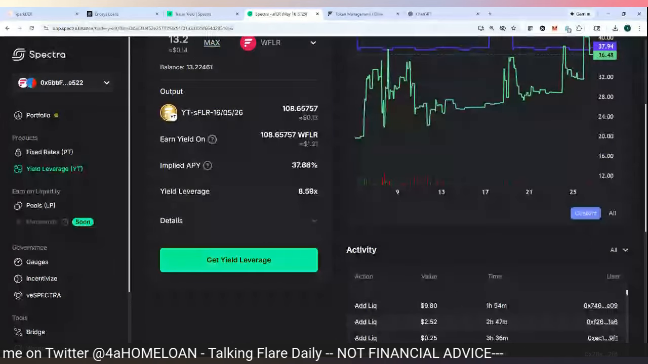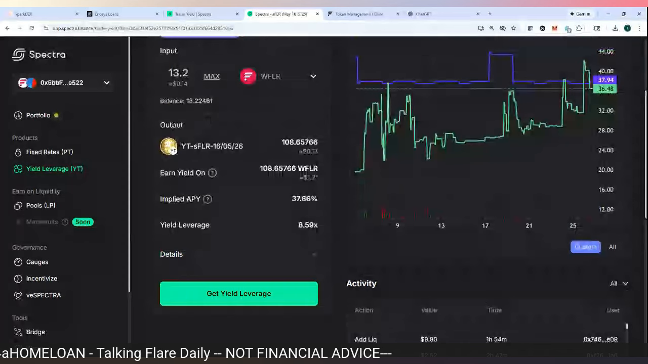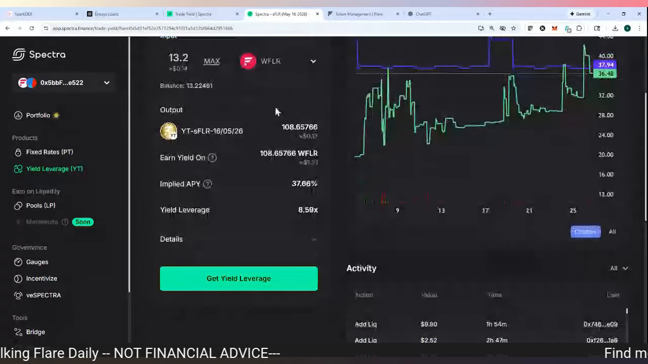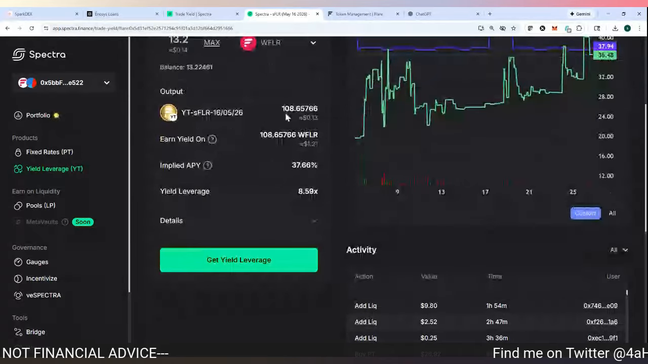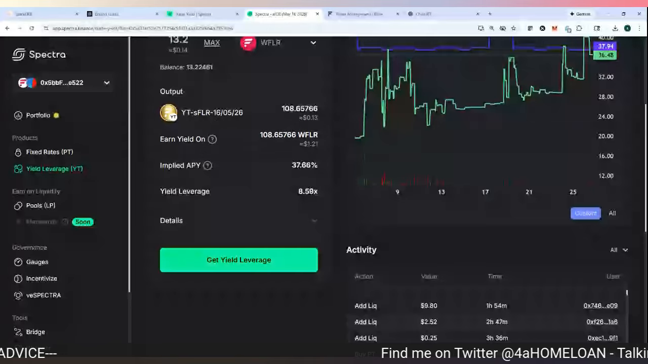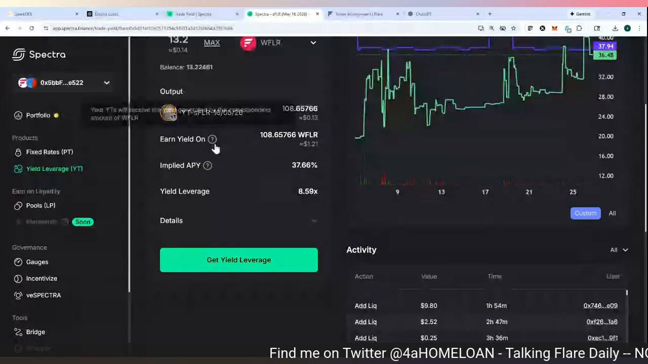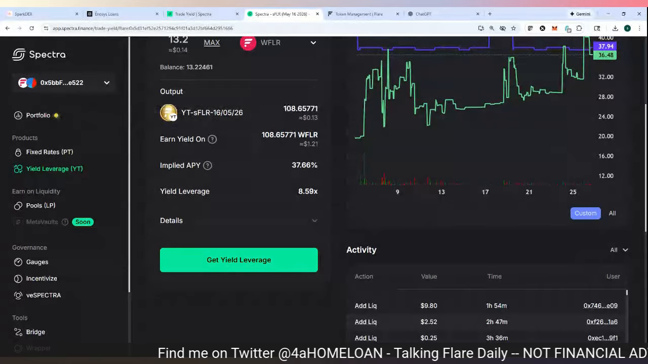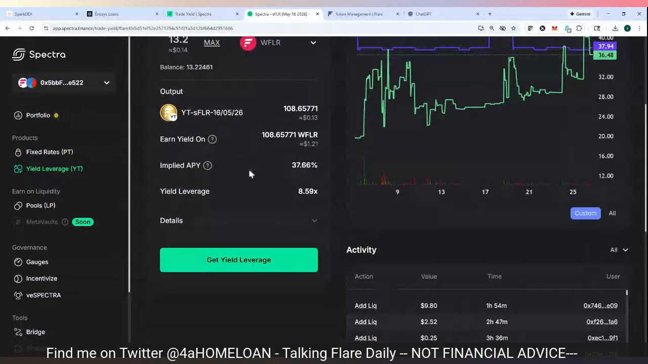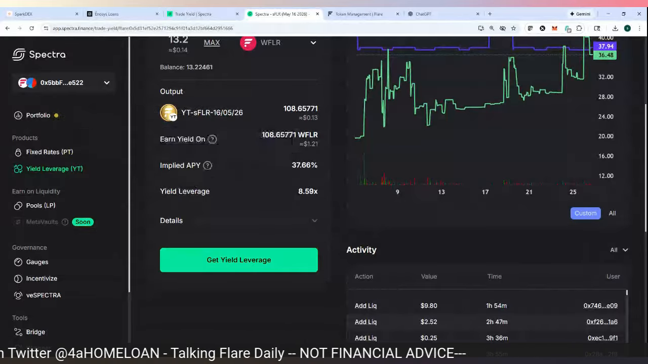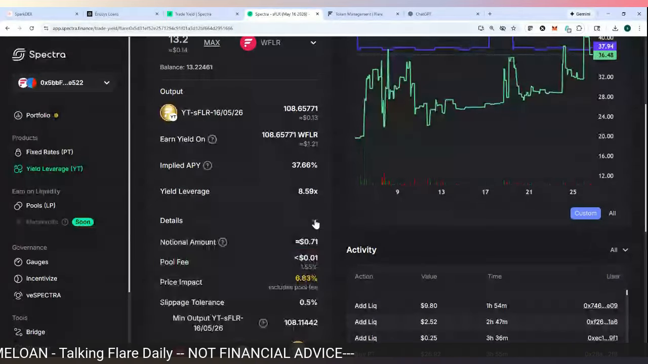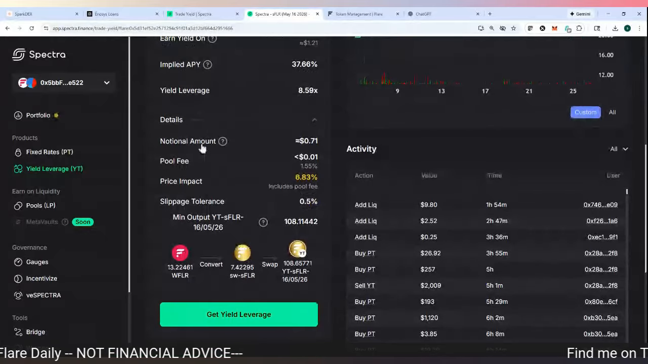2026. It's telling me for what I'm putting in, these 13 wrap flare tokens, valued at 14 cents, my future value would be 108. The yield, earning the yield on those 108.6. The implied APY is 37.66. And then the yield leverage, there's a leverage on here, which is good.